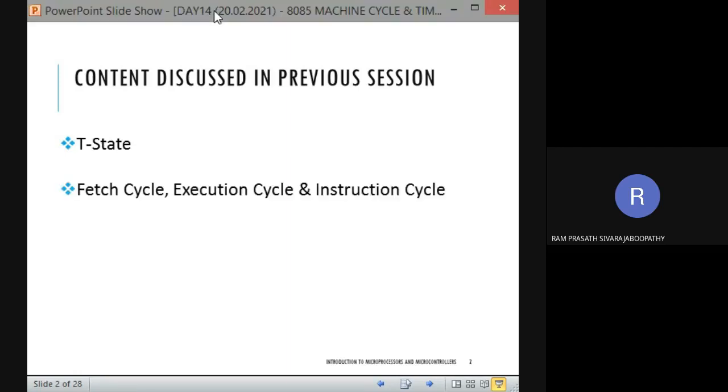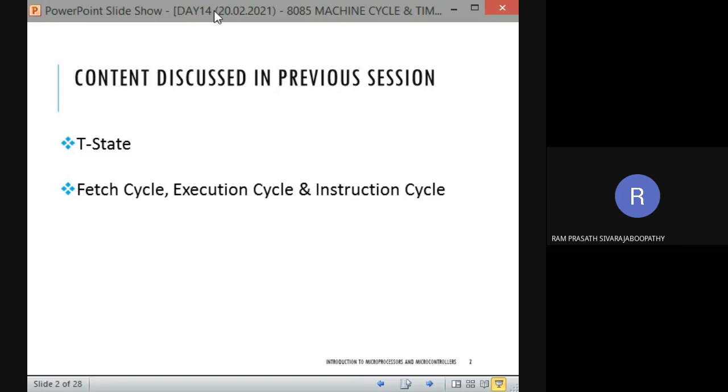Then we have discussed fetch cycle, execution cycle and instruction cycle. What did we say a fetch cycle is? The time taken by the processor or the CPU to fetch an instruction and decode it. Execution cycle means the time taken by the processor to execute the fetched instruction. What about instruction cycle? Can you type it in the chat?